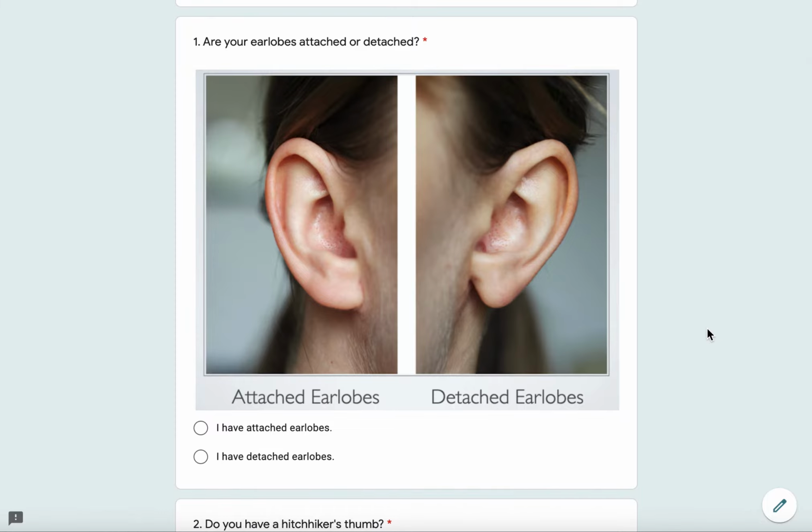Number 1, are your earlobes attached or detached? Take a look at yourself in the mirror. Take a look at your earlobe. Attached or detached?